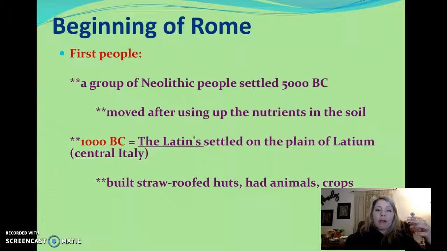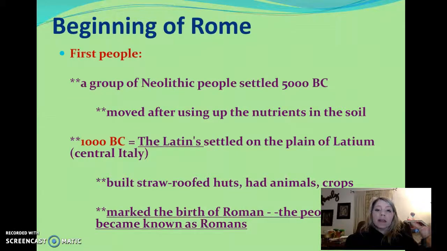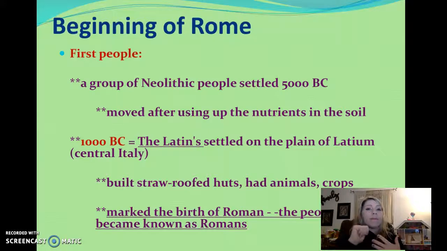As time went on, with agriculture and so forth, they were able to start a really little village. They had animals, they had crops, they built permanent structures made out of straw roof huts. And we really look at the Latins as the mark of the birth of the Roman people. So the Romans eventually, this name came, but they were considered the Latins.